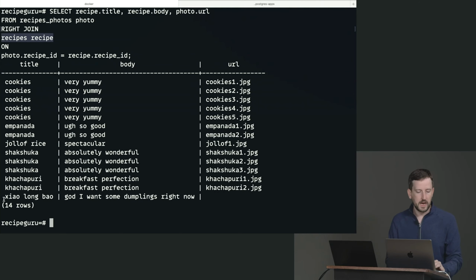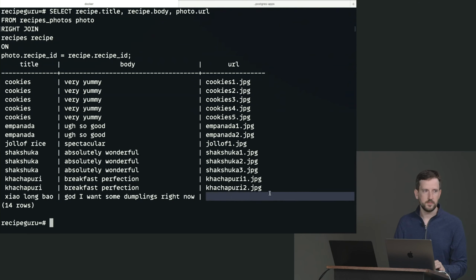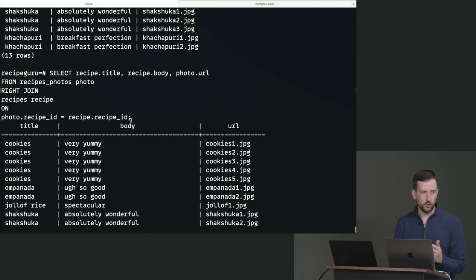But you can see here, now this is being included even though it doesn't have a photo to include. You can imagine this being useful if we're trying to include like a result set for all of our recipes. We want to include recipes that don't have photos. That's totally fine that they don't have photos. They should still be shown on the site, and we'll show some default thing. That's what a right join is useful for.